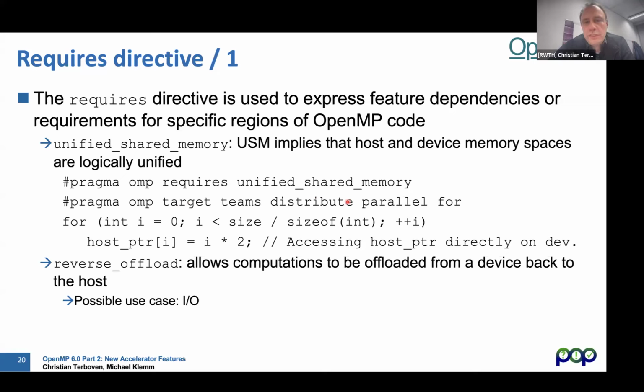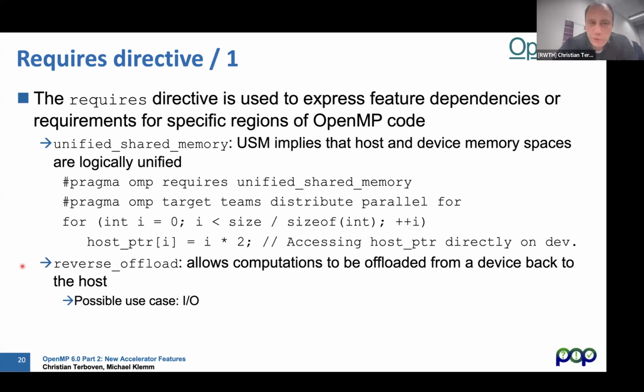That means the target teams distribute parallel for explained before will generate a parallel kernel on a device, and then this data structure actually has to be accessible, not necessarily present, but accessible from the device. So there's no map in here, so that means we need this unified memory in order for this code to work correctly. So this is what you specify with omp requires, kind of like an assertion from a programmer's point of view.